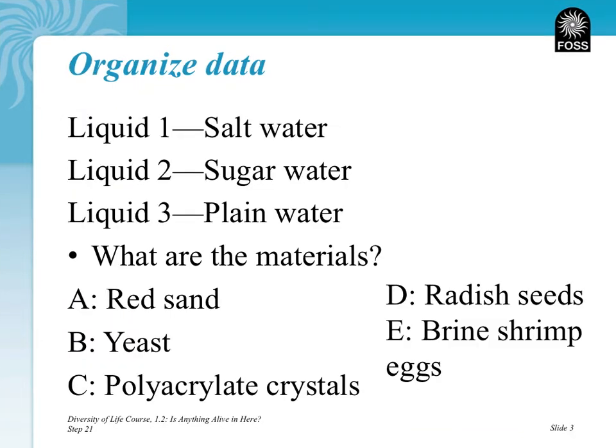Liquid 1, salt water. Liquid 2, sugar water. Liquid 3, plain tap water. The materials were A, red sand, B, yeast, C, polyacrylate crystals, also known as diaper polymer, also known as Orbeez, D, radish seeds, and E, brine shrimp eggs, also known as sea monkeys.